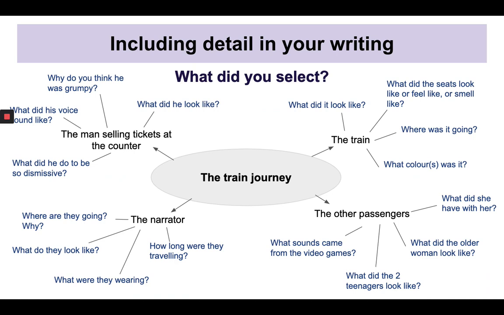So there's loads that we could have worked on here and included. For the train itself, we could have said a lot more about it, what it looked like, what it smelled like, where it was going, the colors it had, what type of train it was. We could have easily talked about the other passengers. What did the old woman look like? What did she have? What do you think was going on with her? What sounds from the video games were coming from the teenagers? What did they look like? Was it a boy and a girl? Was it 2 girls? Was it 2 boys?